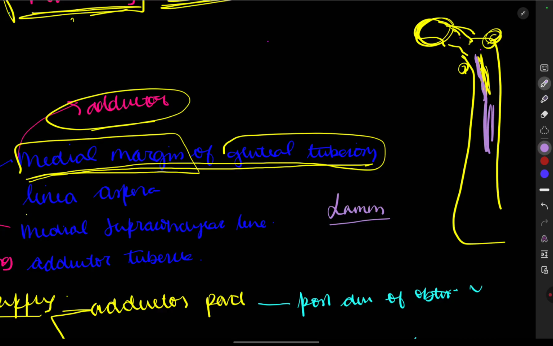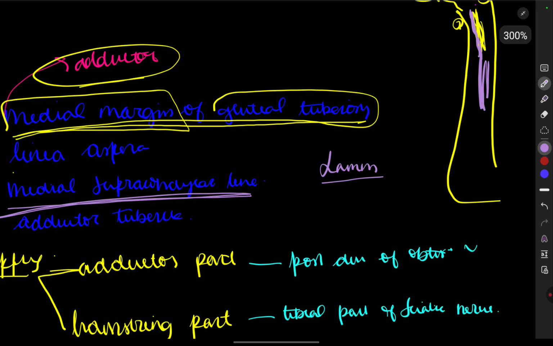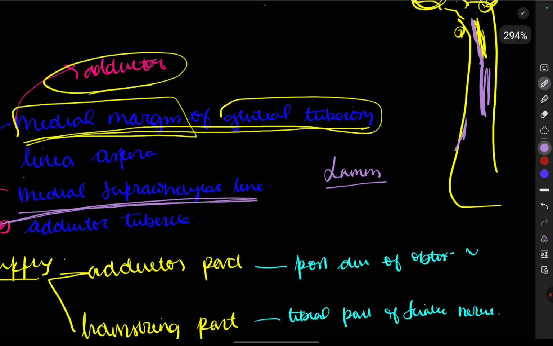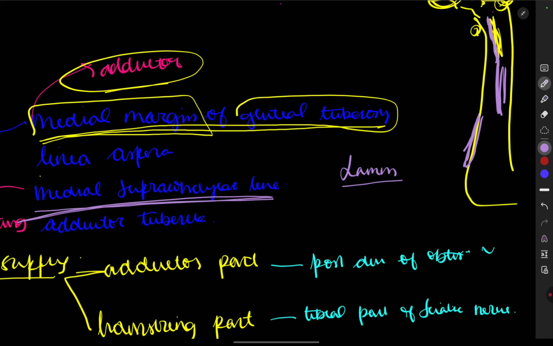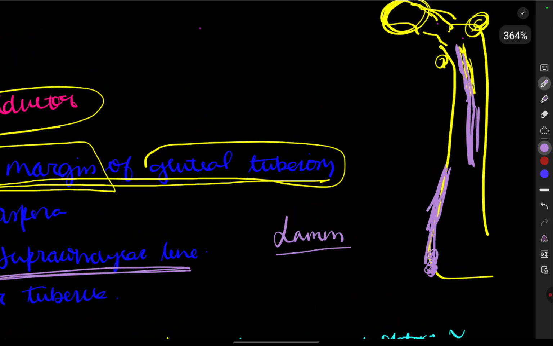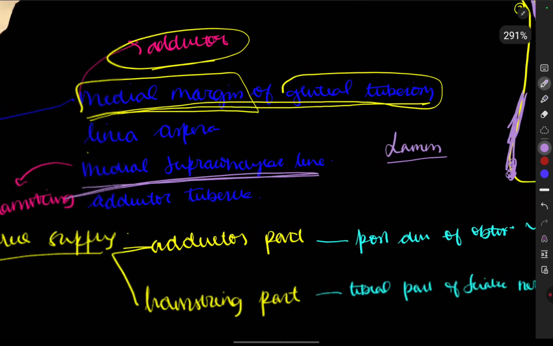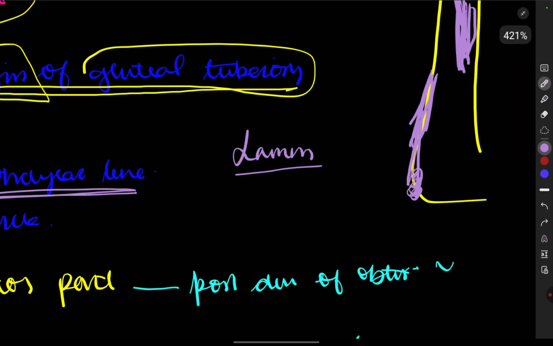Below this is the linea aspera, okay? And the medial supracondylar line, it goes a little downside. So it goes to the medial supracondylar line. And we also have the adductor tubercle on this side, so this region, okay? The adductor head on the medial margin of the gluteal tuberosity and the linea aspera on the medial side, and the hamstring part goes below to the supracondylar line and the adductor tubercle, okay?